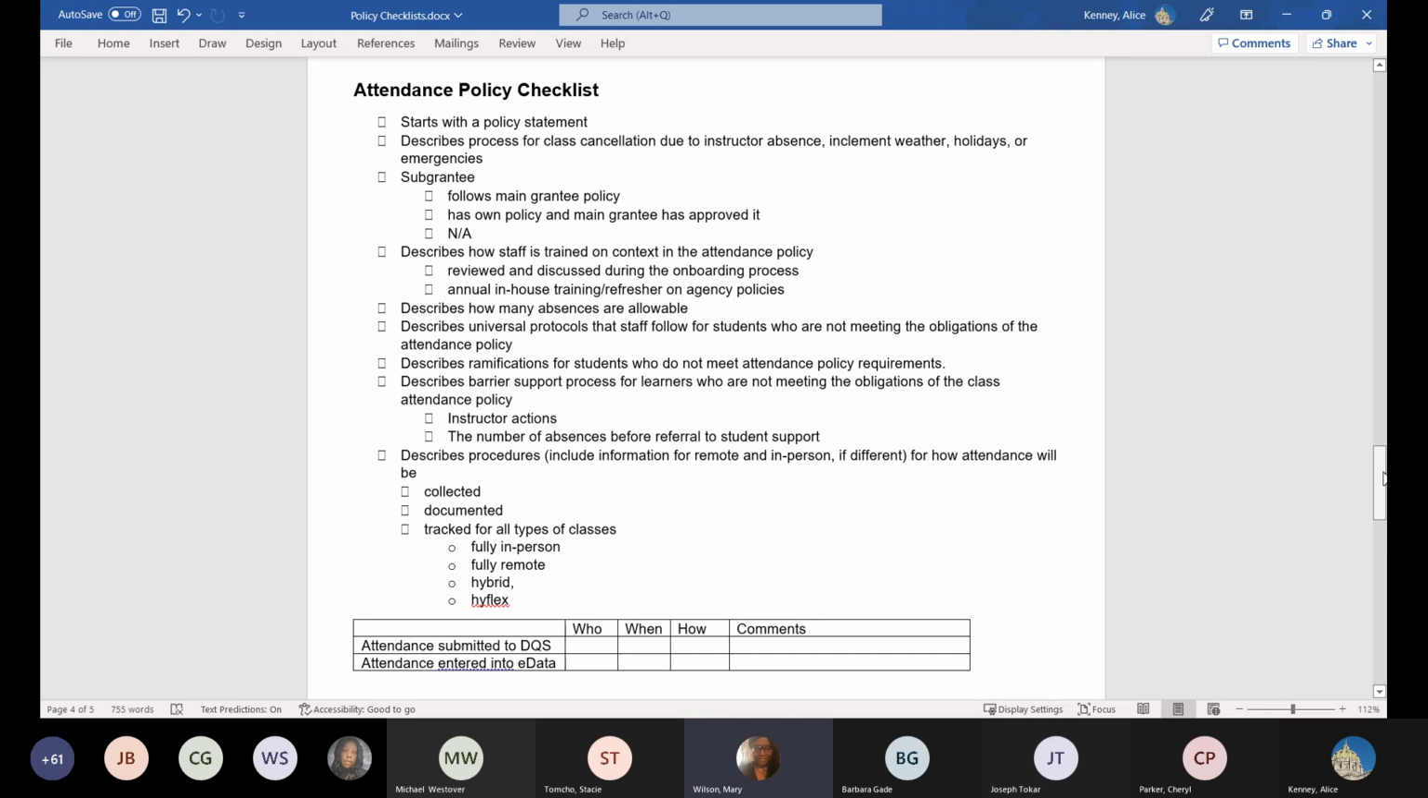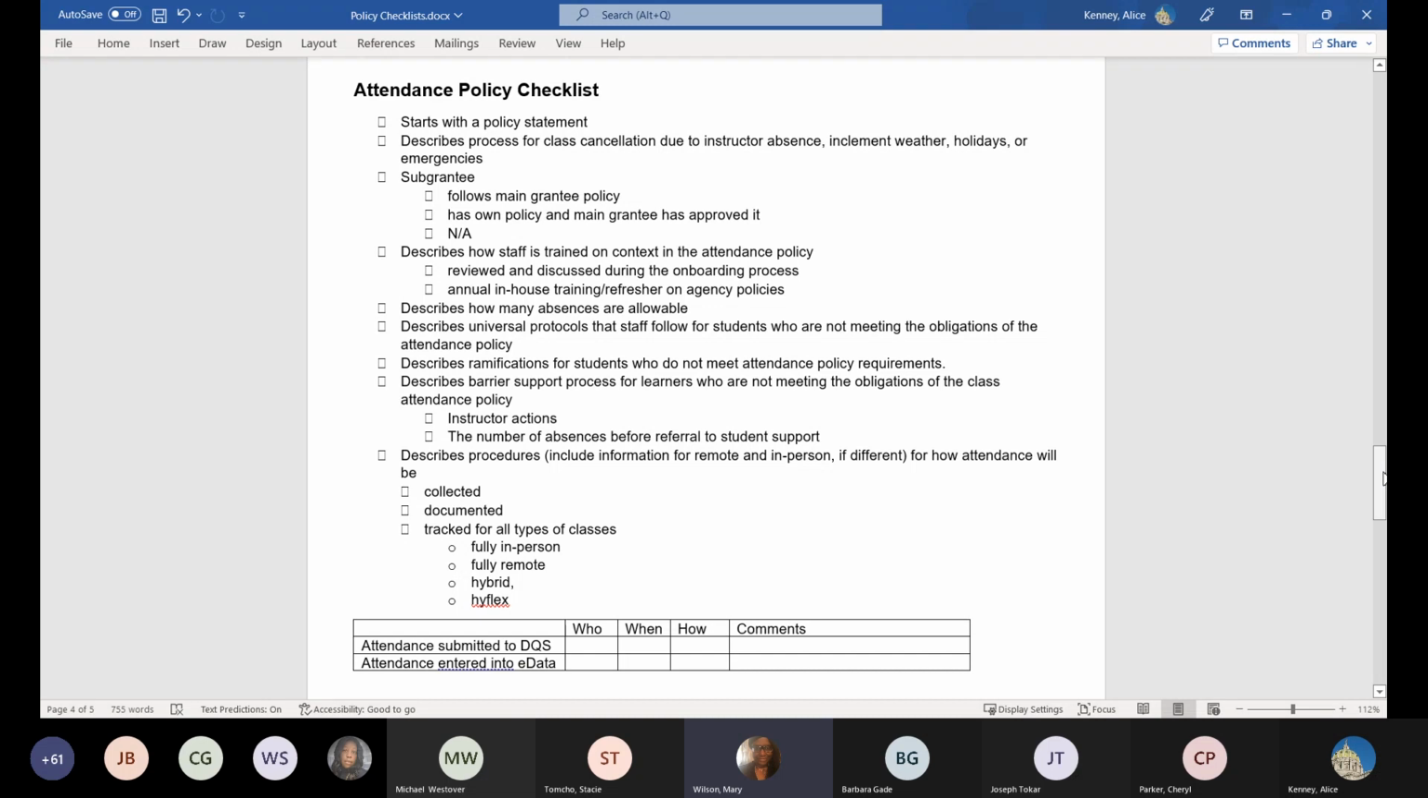Further down the list, there's describe procedures, include information for remote and in person, if different, for how attendance will be collected, documented, and tracked for all types of classes. That includes your fully in-person, fully remote, hybrid, and or HyFlex.